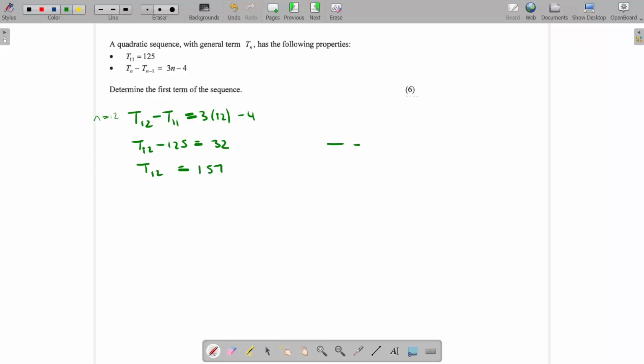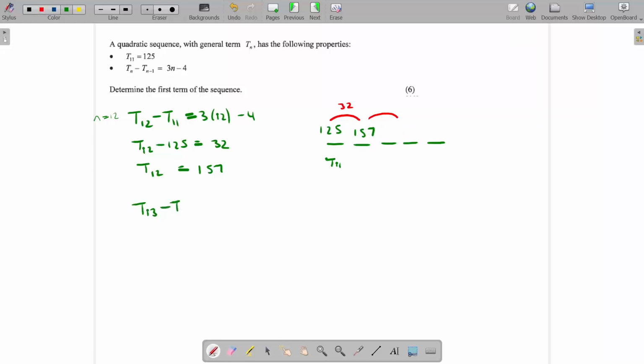So what I'm looking for here is a couple of terms so that hopefully I can make sense of this. So we know that term 11 is 125. We know that term 12 is 157. Okay, so at this point, we know that the first difference is going to be 32. We can work out the second difference shortly if we had another first difference. So let's look at term 13.